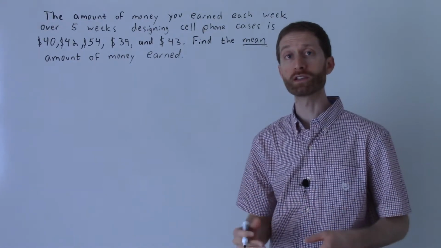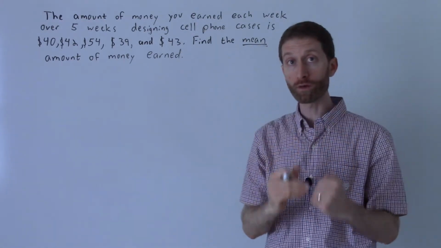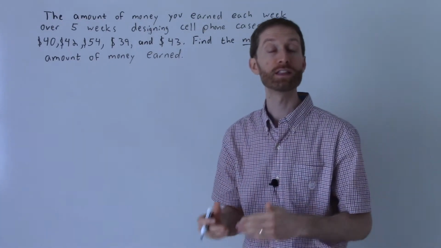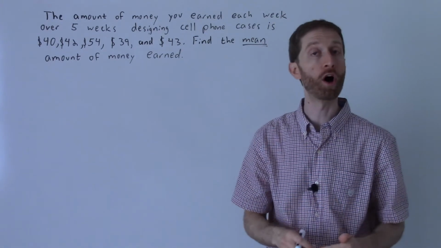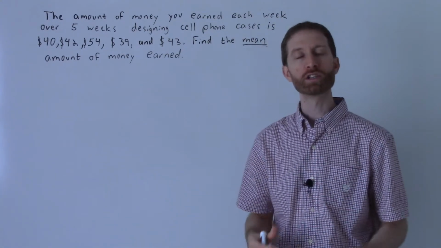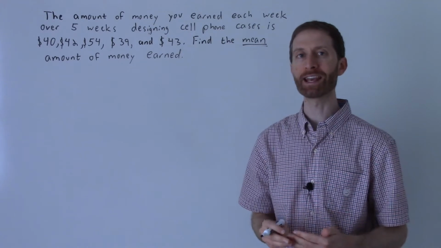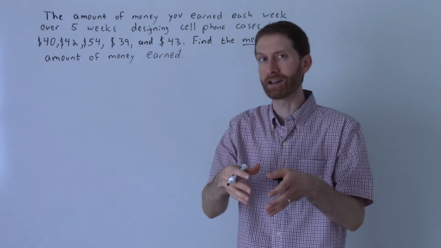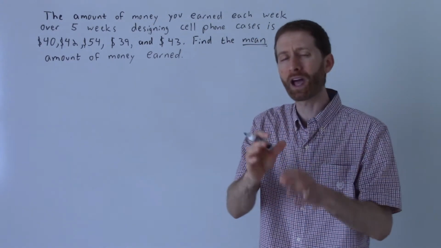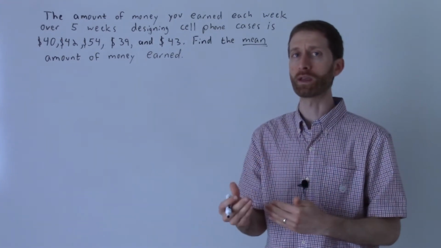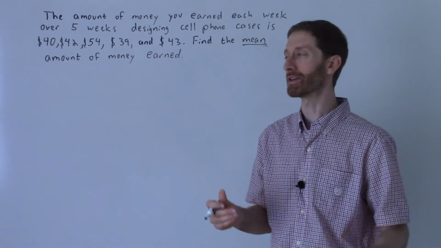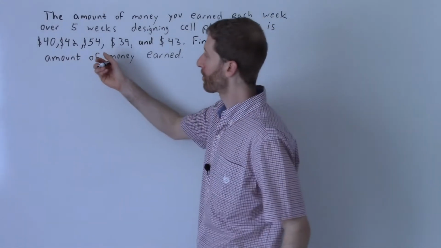So that would give us the total amount over 5 weeks, or the amount that we made per week on average. So a mean is a way to get a nice central idea of what we can expect to make approximately per week. Let's go ahead and find it. So we take the sum of all the data points.